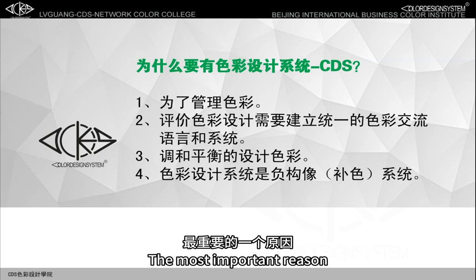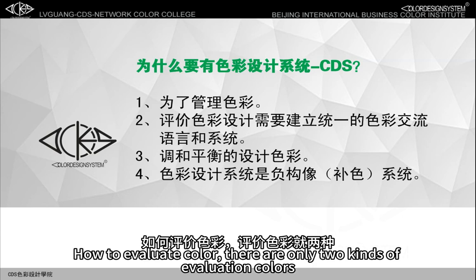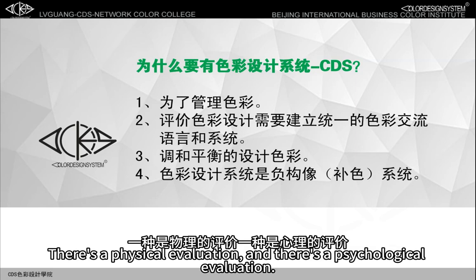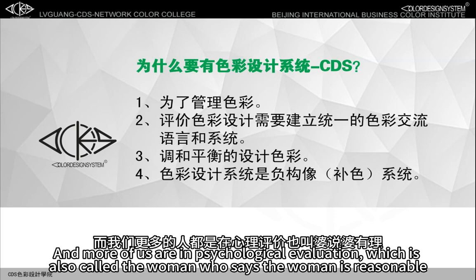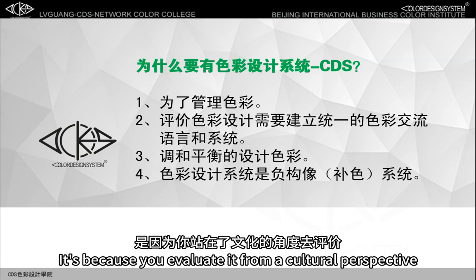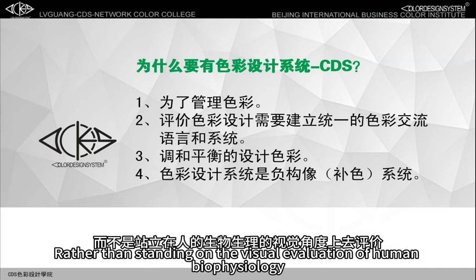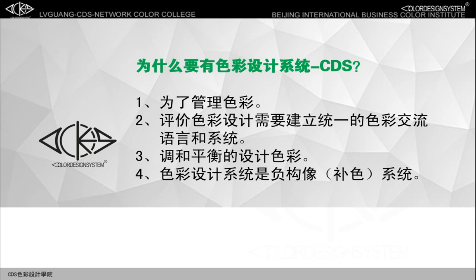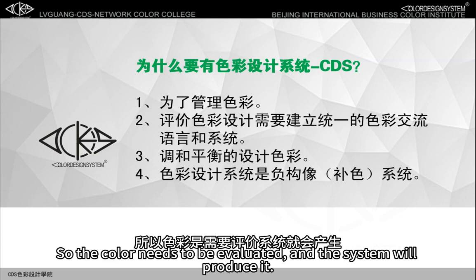The most important reason: how to evaluate color. There are only two kinds of evaluation colors. There's a physical evaluation, and there's a psychological evaluation. And most of us are in psychological evaluation, which is also called each side thinking it is reasonable. Everyone evaluates this color from their own point of view. It's because you evaluate it from a cultural perspective, rather than standing on the visual evaluation of human biophysiology. So color needs to be evaluated, and the system will produce it.